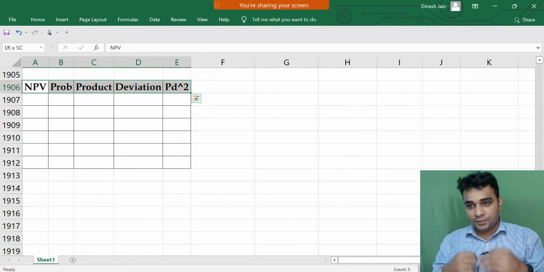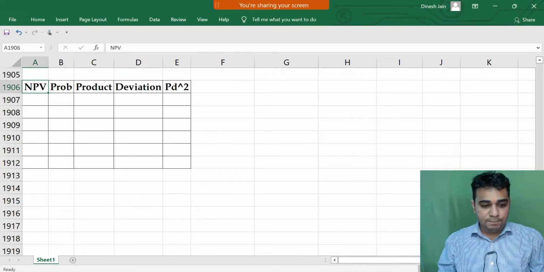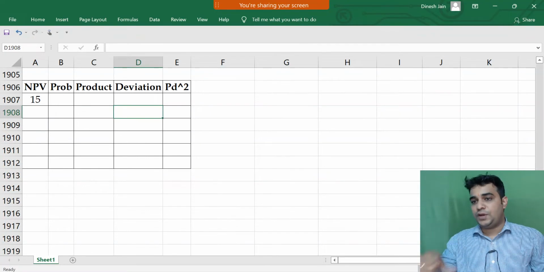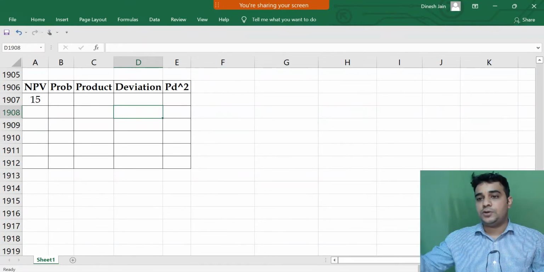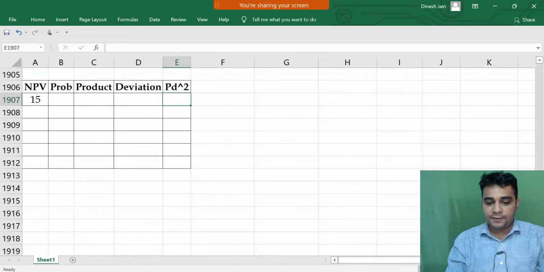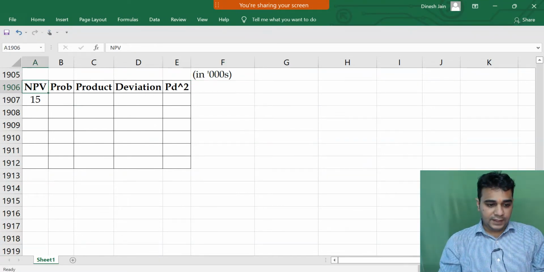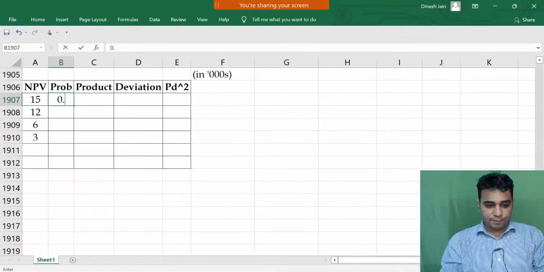There's nothing which you need to do in this question. The NPV given in the question, I'll do it in thousands. If you do it as 15,000, when you square it, it will become 15,000 into 15,000, a huge number, so it will become difficult for you to solve. So in thousands: 15, 12, 6, 3, and probabilities are given: 0.2, 0.3, 0.3, 0.2.